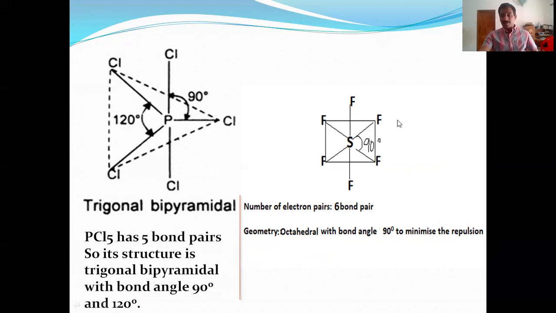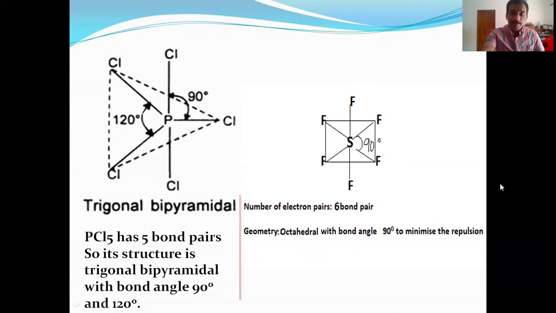So we can represent the octahedral structure in this way. This is a square, and here at the center there is sulfur. 4 fluorine atoms are in the plane of the square. 1 fluorine is above the plane and 1 fluorine is below the plane. So 6 SF bonds form. And here the bond angle is 90 degree.